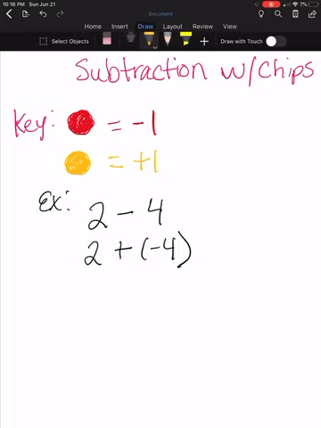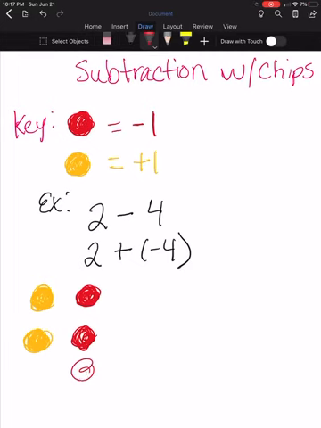And then we go by the key. So our key tells us what? We have 2 positive. So I'm going to say 2 positive chips right here. Alright, so this is our key right here. So we have 2 positive chips, plus our what? 4 negative chips. So let me get to the red. Red right here. So we got our 4 red chips.